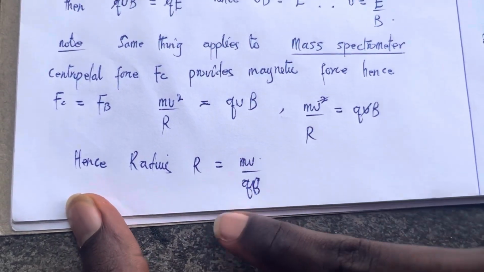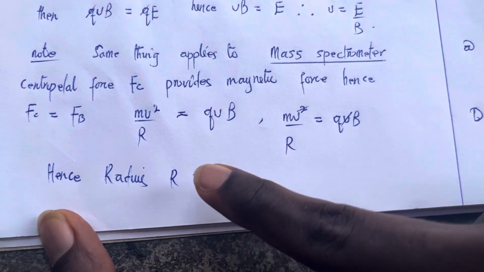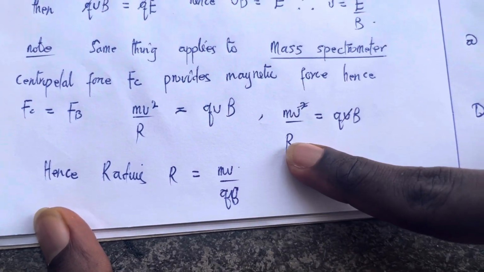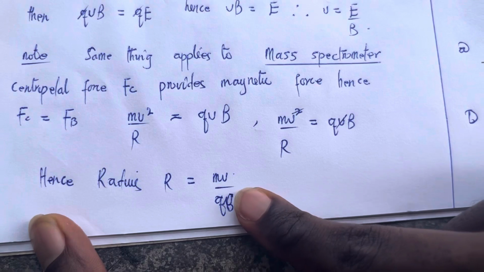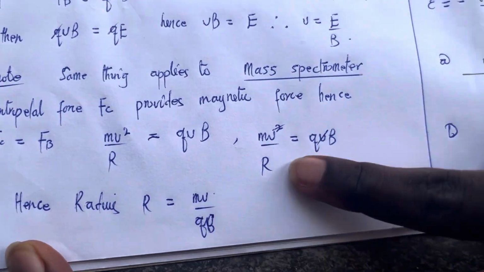When we are asked to calculate the radius of the mass spectrometer, the radius is obtained by making r the subject. So r is equal to mass times velocity divided by the charge times the magnetic field, which is B.